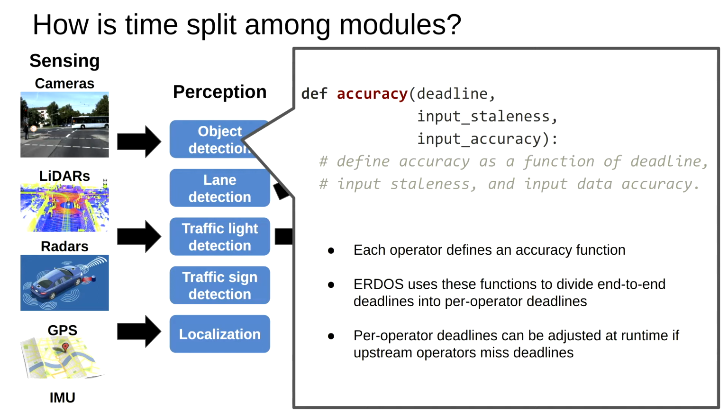One nice thing is that ERDOS can do these things dynamically. So let's say your object detector has been assigned a deadline that it doesn't meet, so it misses. Then ERDOS can dynamically take time off from the planning or prediction, or it can decide to completely skip planning or skip prediction.